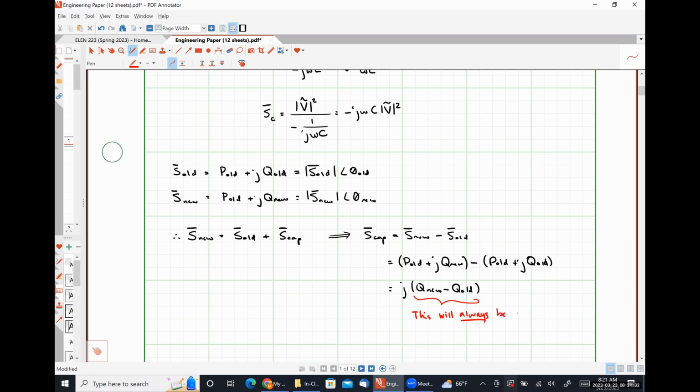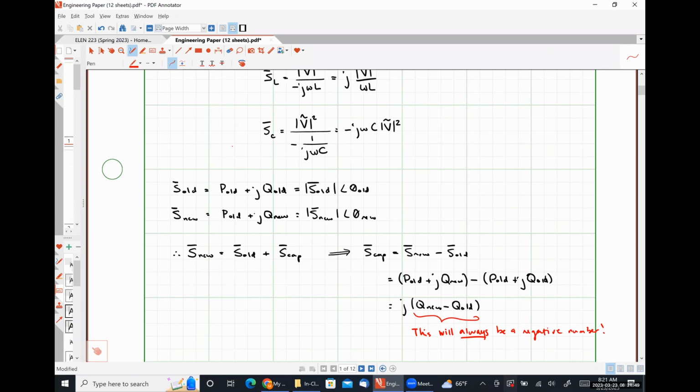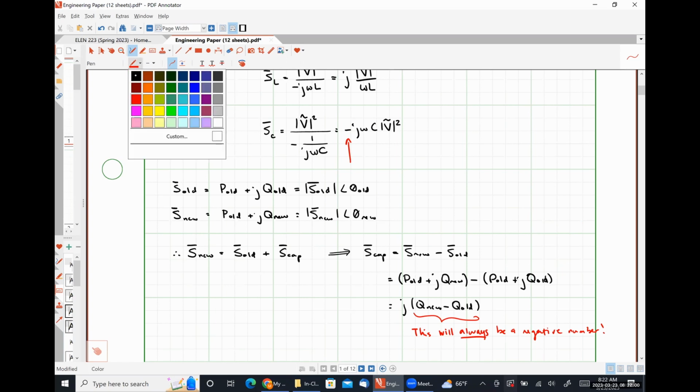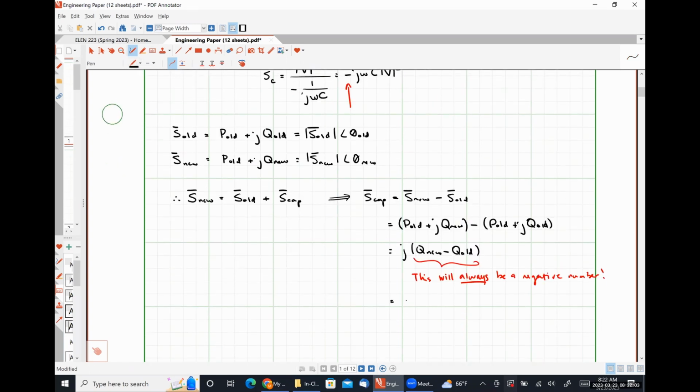This will always be a negative number, because the whole point is to make Q smaller, okay? We know that capacitors, like we see right here, the complex power absorbed by a capacitor is always going to be negative. So this is simply J Q cap.